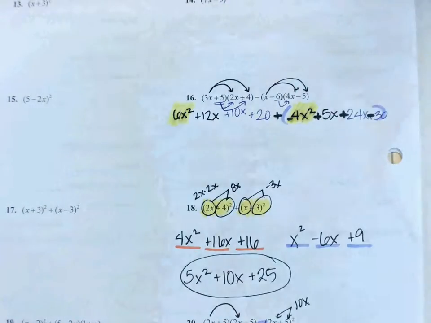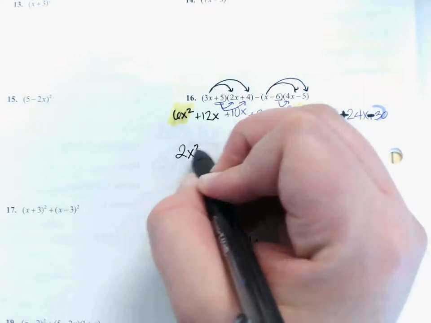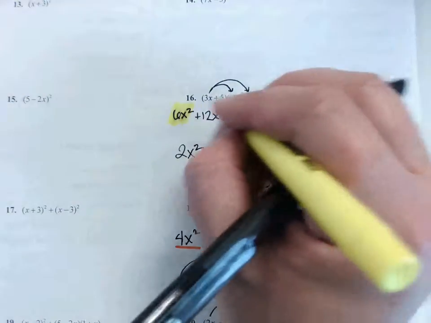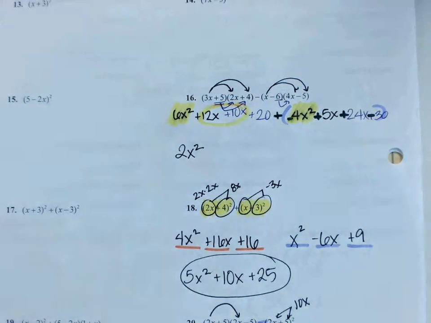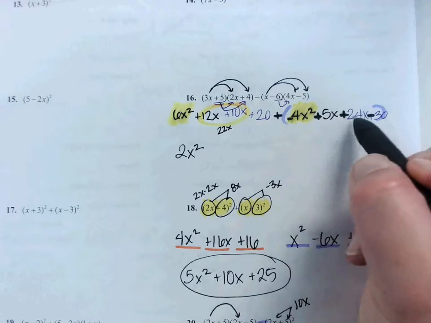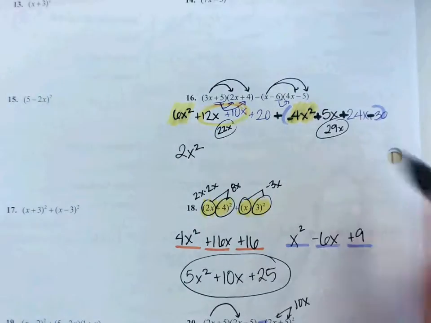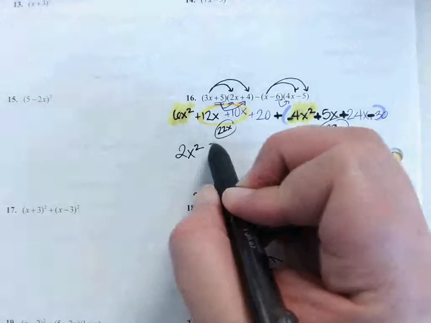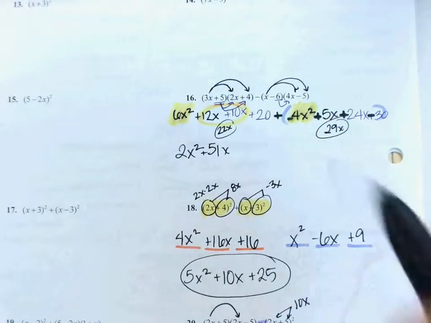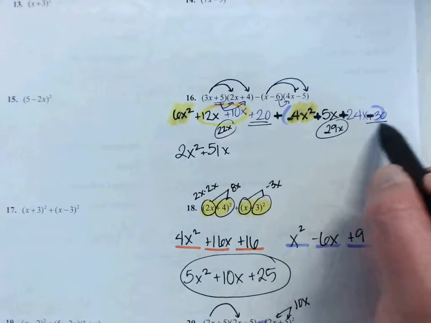Okay, now, who can go together? Minus 4x squared, how many stay? 6 minus 4 is 2x squared. Next term, I have a 12 and a 10. How many is that? 22x. Then I have a 5 and a 24. That's 29x. Put those guys together, I have a 51x. Then I have a plus 20 here and a minus 30 here.